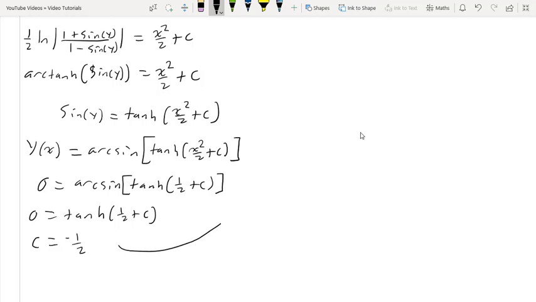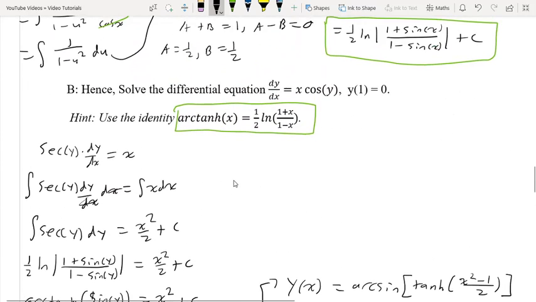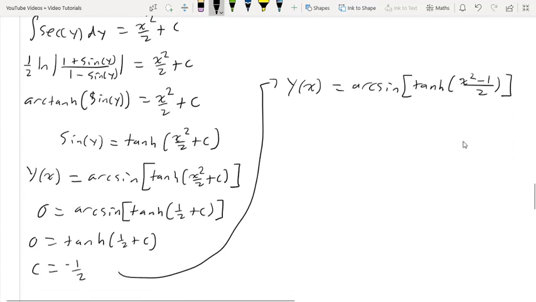So therefore, the particular solution we're looking for is y of x equals arcsin of hyperbolic tangent of (x squared minus 1) over 2. I just think this is a really cool solution, that somehow our differential equation, which has a cosine and our x here, somehow ends up having an inverse trigonometric function with a hyperbolic tangent function inside of it, with a quadratic inside of that. It's a really cool solution.